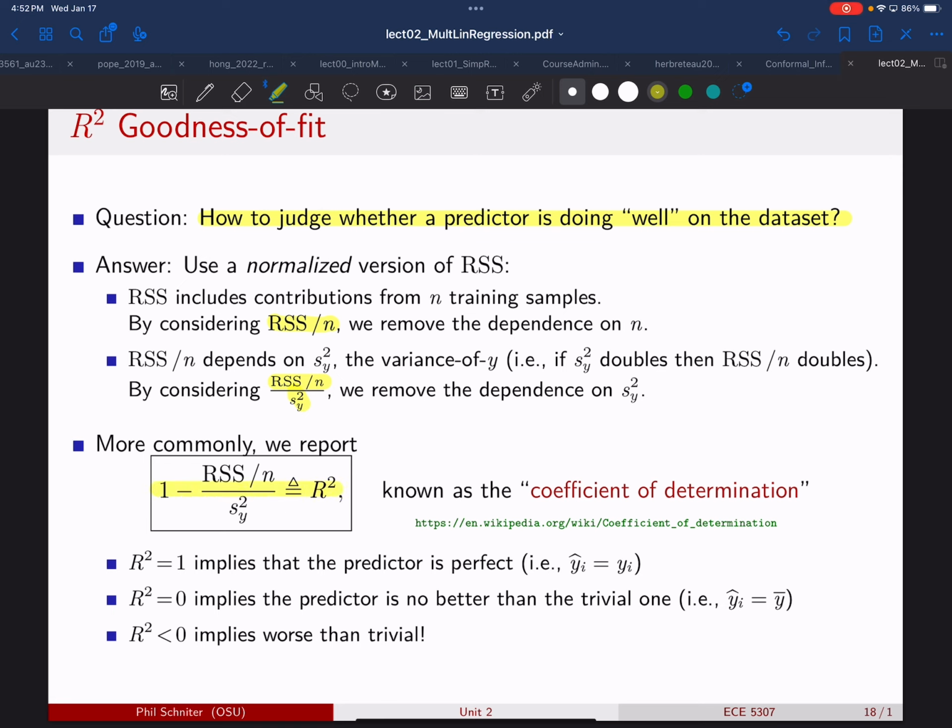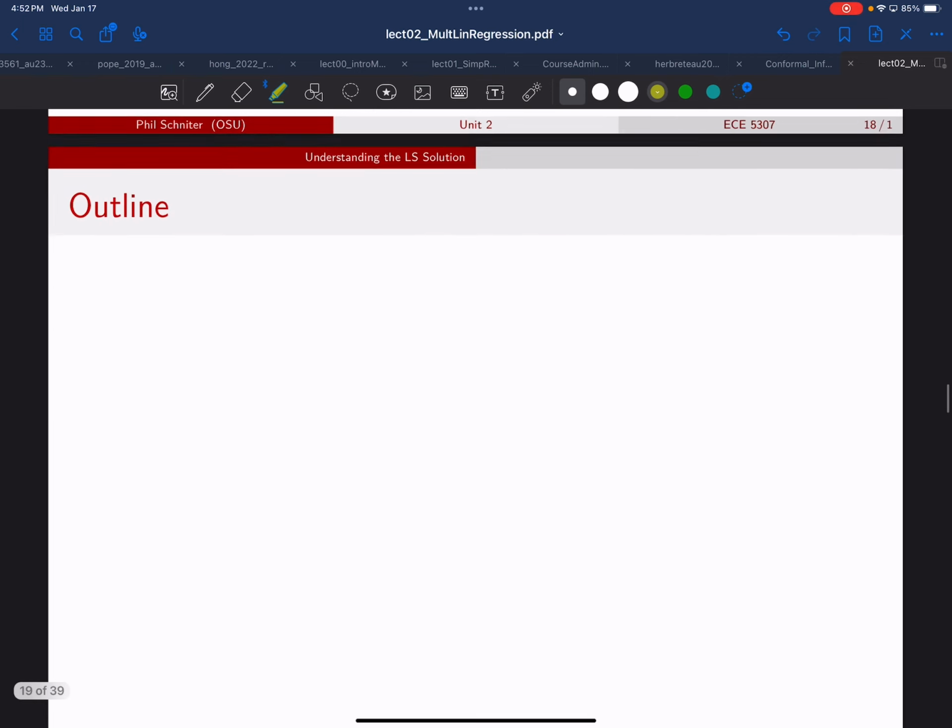And then we talked about how r squared equals 1 means we have perfect prediction. R squared equals 0 means we have a predictor that's no better than the trivial one that ignores the feature data x and just approximates y by its sample mean in all cases. And if you have a negative r squared, then you're doing even worse than that. So r squared is the same.